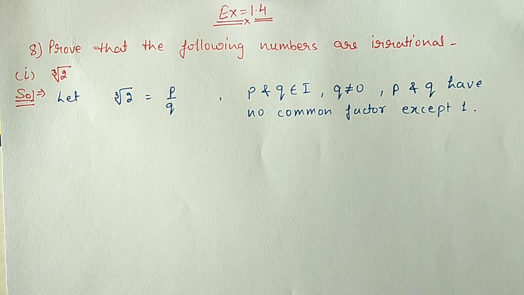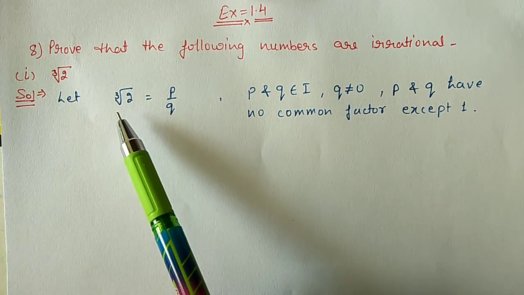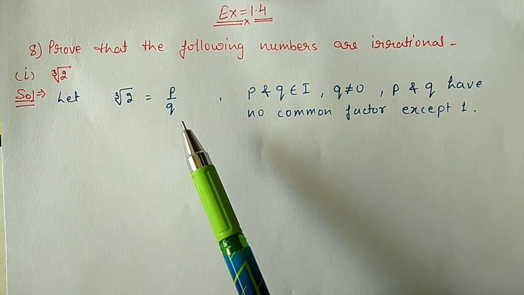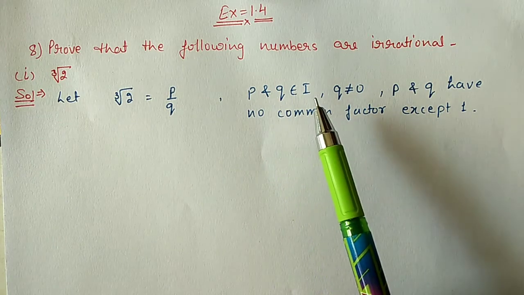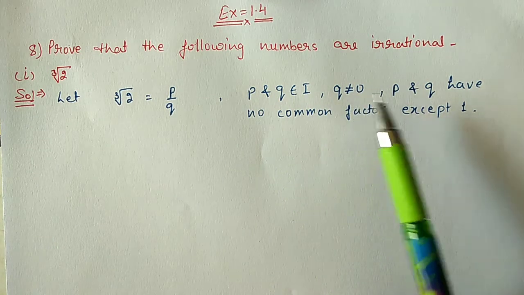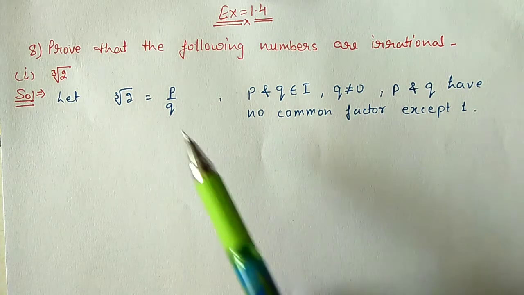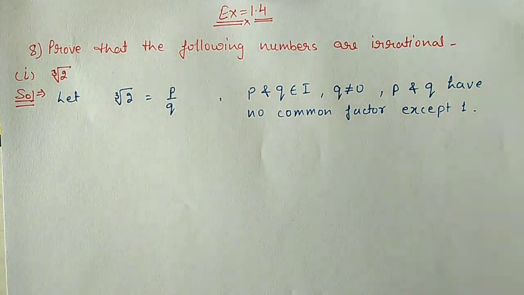So this question we will do in the similar way how we did in exercise 1.2. This type of question was there in exercise 1.2 also. So we are following the same method here. First we will take, let this cube root of 2 is a rational number in the form of p by q. Here p and q are integers, q should not be equal to 0 and p and q have no common factor except 1. This p by q is in standard form.